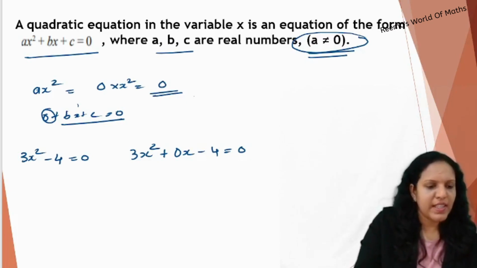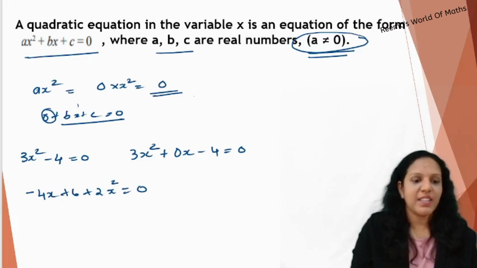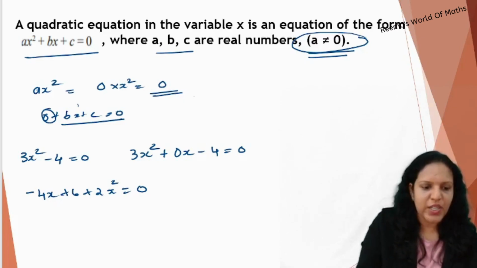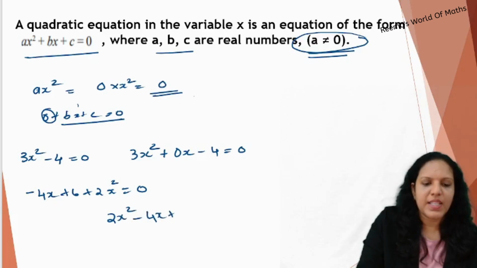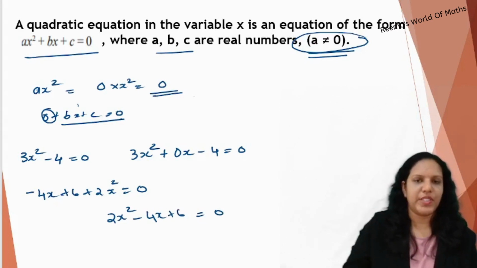Secondly, let's look at minus 4x plus 6 plus 2x squared equals 0. How can we write this in standard form? First will be the highest degree, which is x squared, so that will be 2x squared minus 4x plus 6 equals 0. So this is the standard form of a quadratic equation.